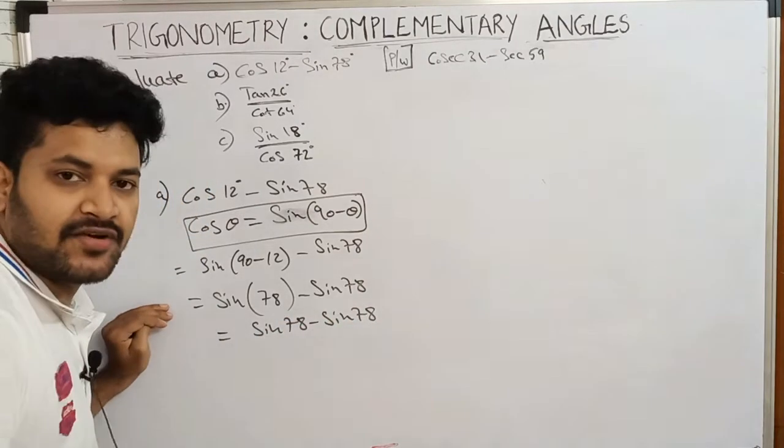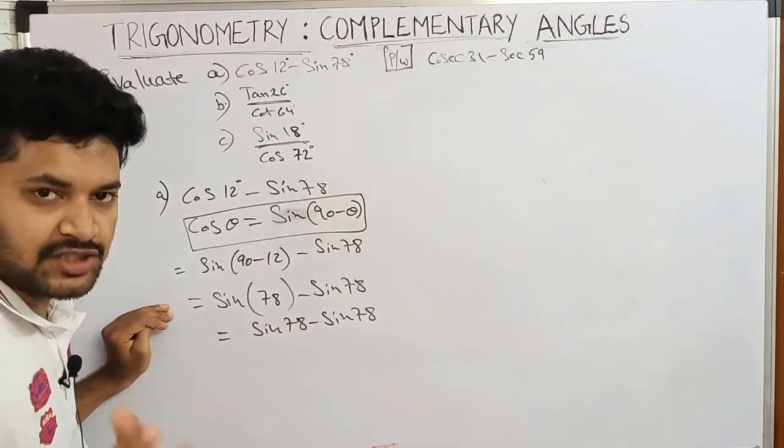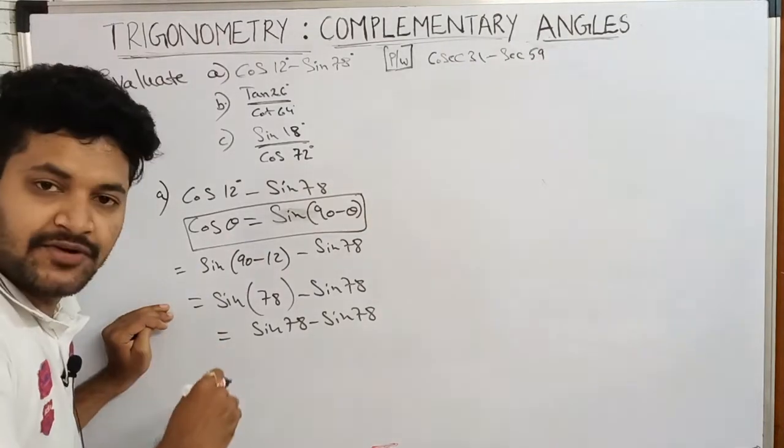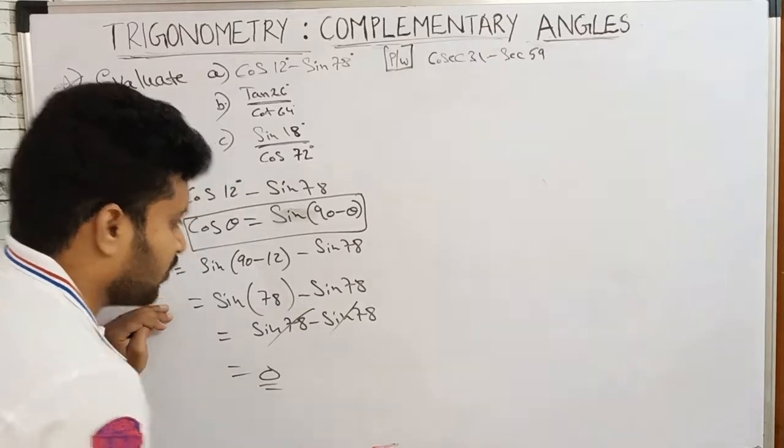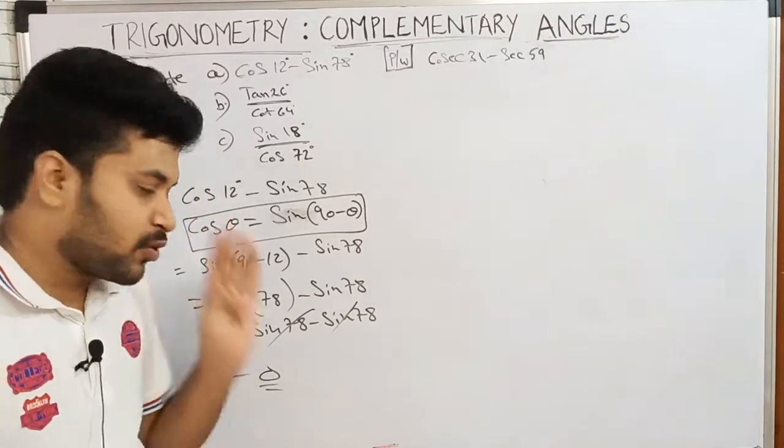So sin 78 minus sin 78, just like 8 minus 8 is 0, 5 minus 5 is 0, sin 78 minus sin 78 is also 0. So you will do well up to here.